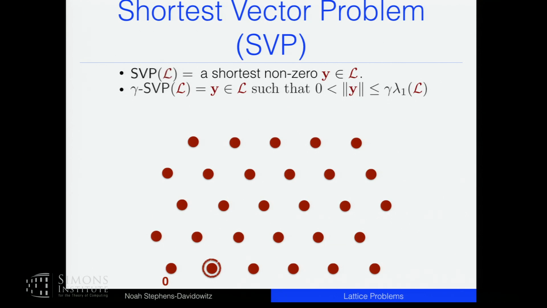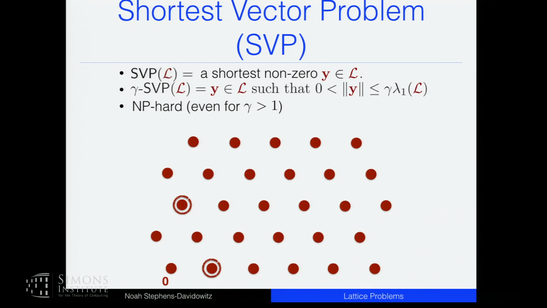There's also the approximate version of the problem, which Daniele also defined. Here we have this approximation factor, which I'll write as gamma. And the goal is just to find a non-zero lattice vector whose length is within a factor gamma of the best possible. So maybe this is a solution to 2-approximate SVP or 3-approximate SVP on this lattice.